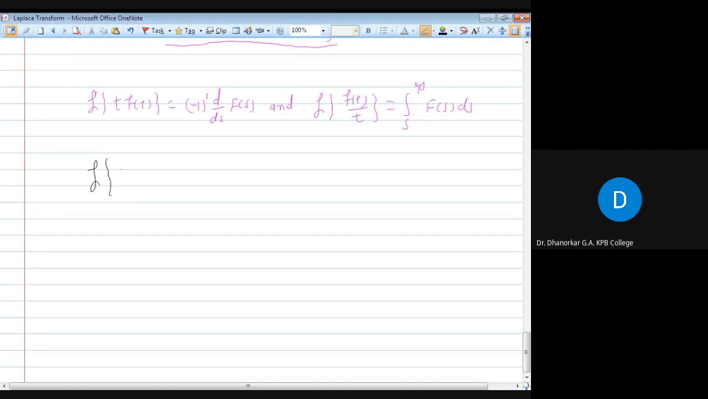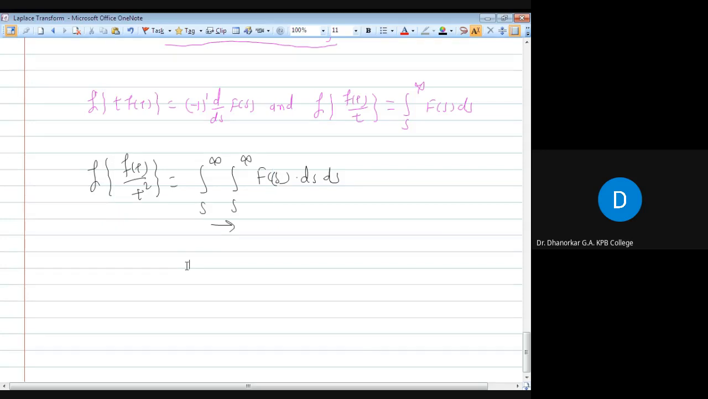Laplace transform of f of t divided by t square. Then what will happen? We have to write integration from s to infinity of F of s ds, ds, a double integration. In this way, if the power is 3, power is 4, and so on, we can generalize this integration.